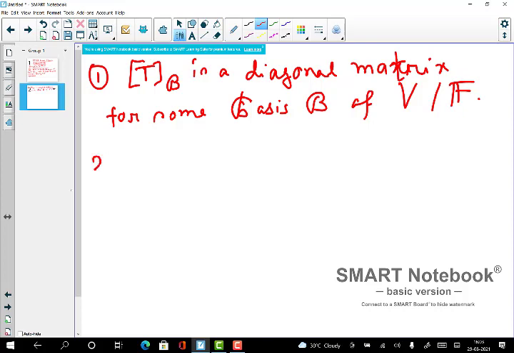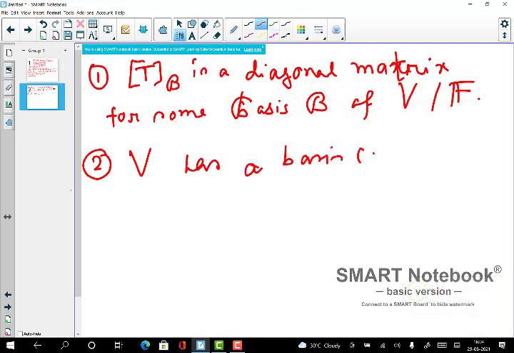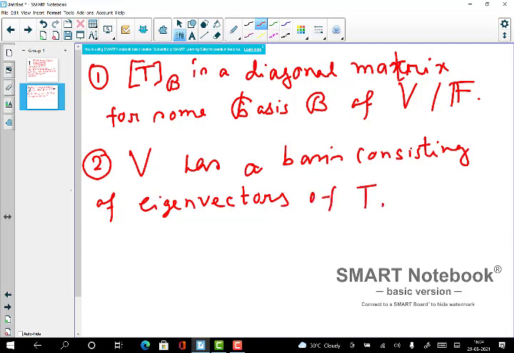And number two is that V has a basis consisting of eigenvectors of T. So I just wrote two statements: either the matrix of T is diagonal for some basis B over F, or we have a basis consisting of eigenvectors of T. Basis here means a basis over the same field.